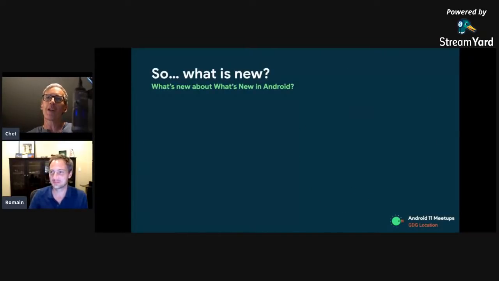So the question is, what is new? First of all, what's new about this talk? Normally, we give this talk once a year at Google I/O. It's usually Romain, it's usually me, and it's usually Dan Sandler, who is not going to join us tonight, because it's even later in Cambridge, where he lives.